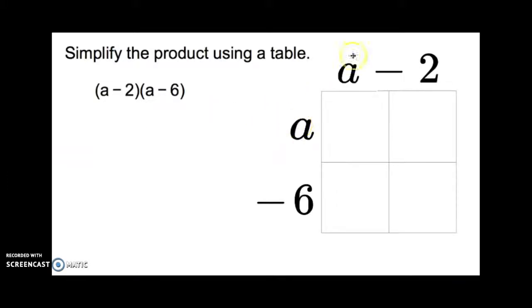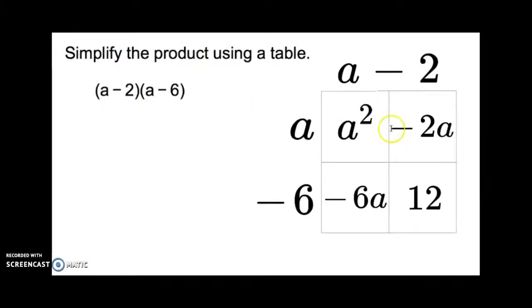So now a times a is a squared. A times negative 2 is negative 2a. Negative 6 times a is negative 6a. Negative 6 times negative 2 is positive 12. Now putting these together, I have a squared minus 2a minus 6a plus 12.